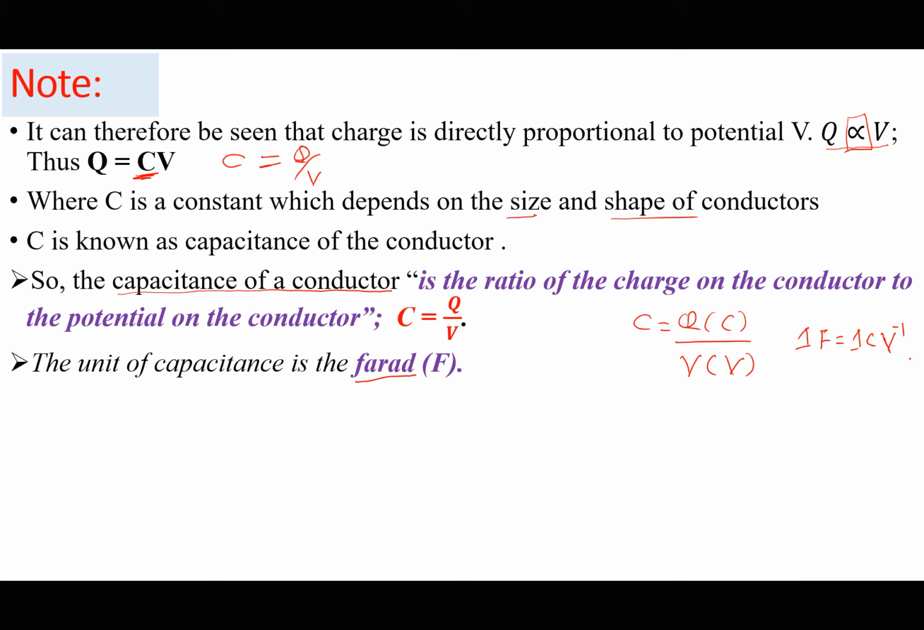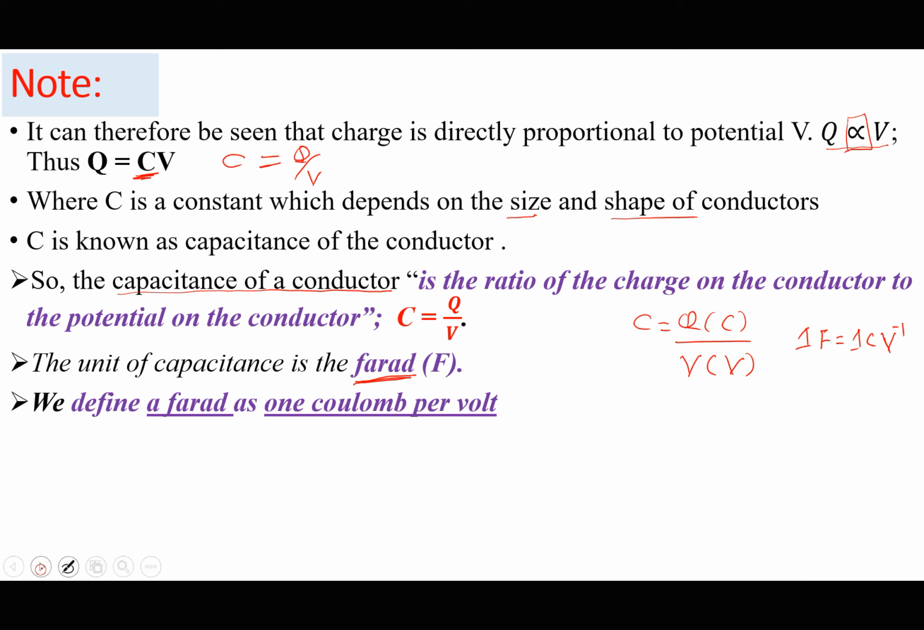So the examiner may ask you to define what is meant by capacitance, or to define what is meant by a farad as a unit of capacitance. So the farad will be simply defined as 1 coulomb per volt. That is the farad. We can always define units in terms of other units. So the farad can be defined as 1 coulomb per volt.